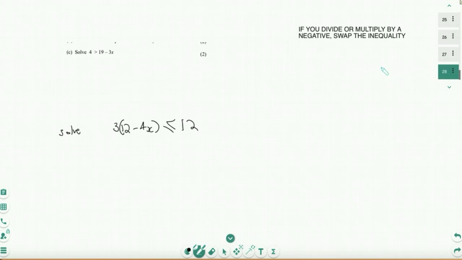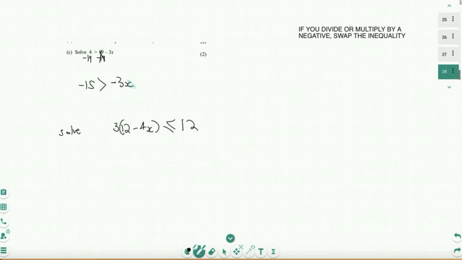Next page. So solve. So remember, we always read from the x-hand side. So 19 minus 3x is less than 4. So solve means get x by itself. So x is being multiplied by -3, then added by 19, because 19 is positive. So we're going to get rid of this 19 by minusing it on both sides. So minus 19 here and minus 19 here. 4 minus 19 is -15. Boom. That cancels out. -3x.